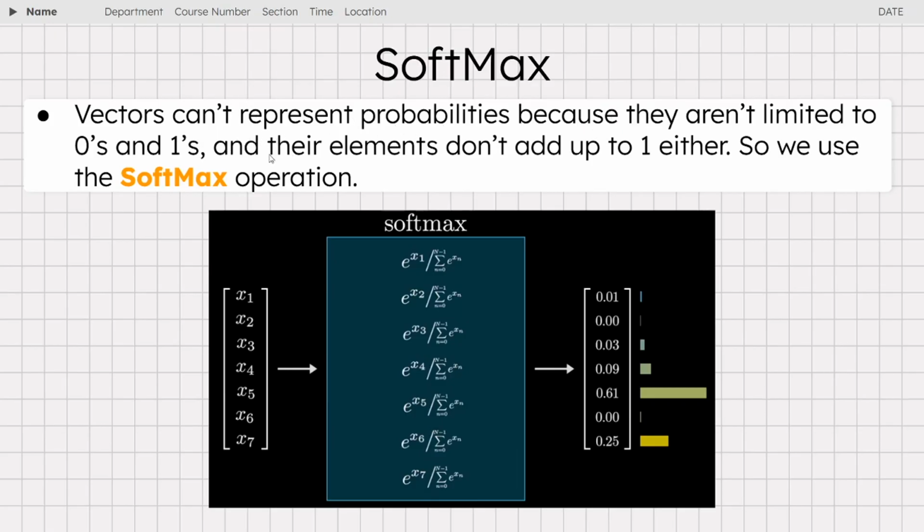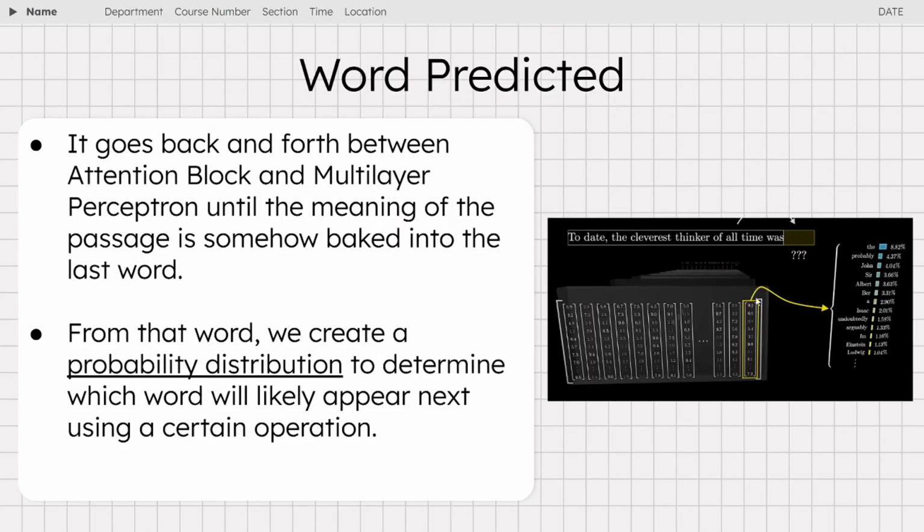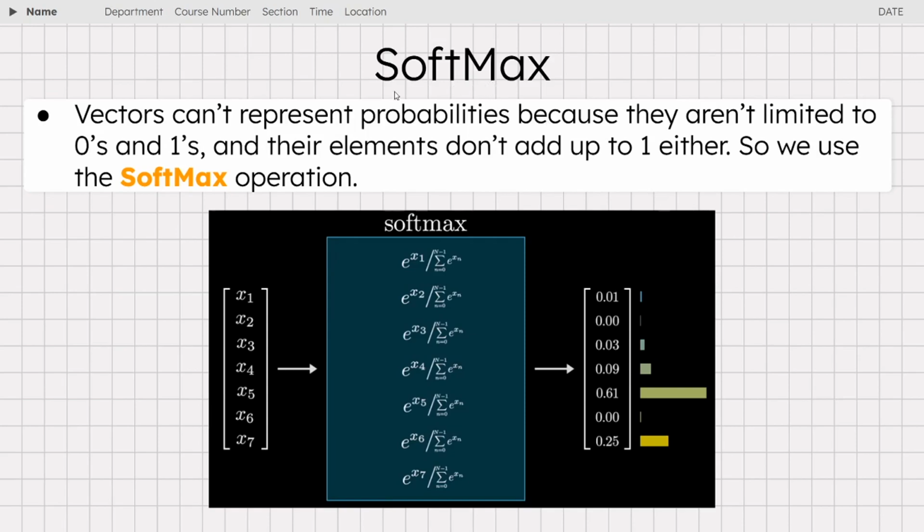and they also cannot be used to calculate probability because the elements are not limited to one. Like if we go back, all of them are greater than one, so they will not add up to one. And that's why we use the softmax operation.